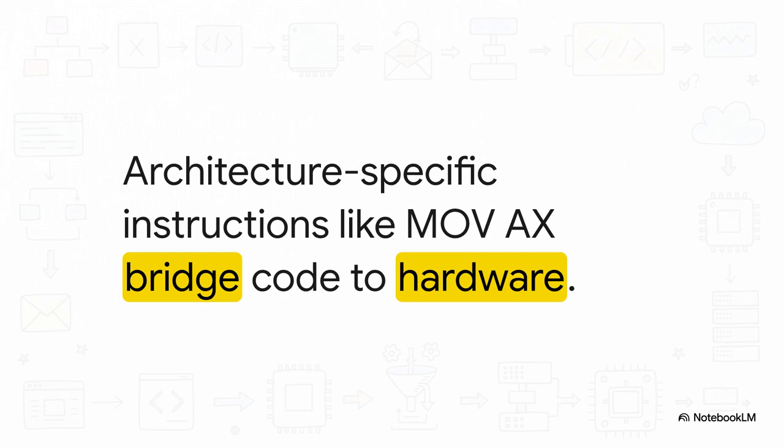Now it looks something like MOV AX, [X] and ADD AX, [Y]. At this stage, it's no longer hardware independent. This is architecture-specific code, explicitly designed for systems programmers to act as a bridge straight to the hardware.